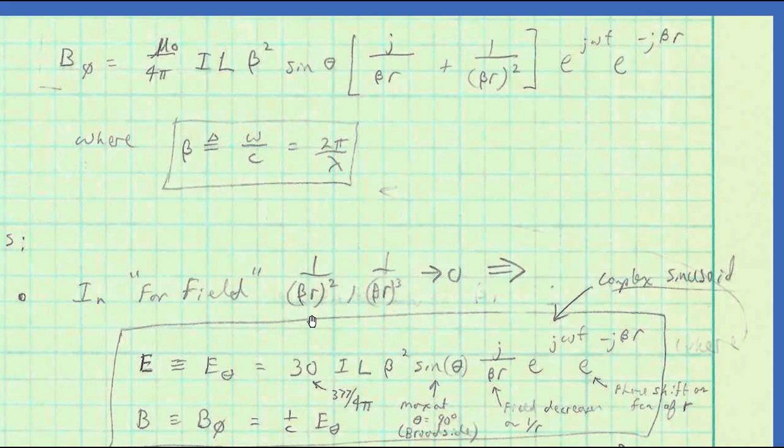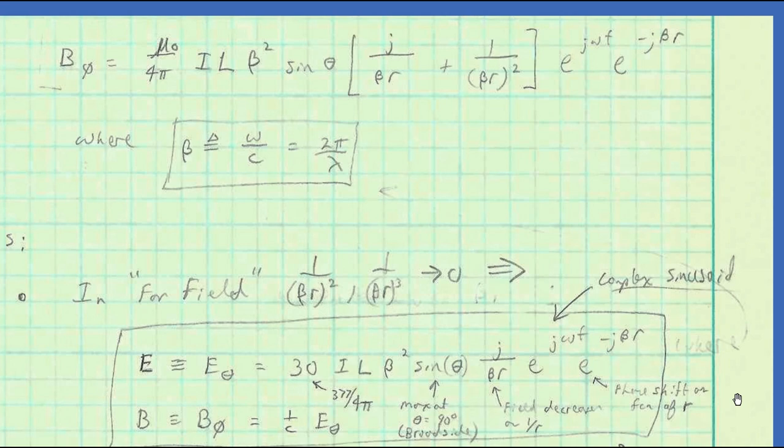So in summary, in the far field, when these terms go to 0, or more generally are much, much smaller than the first term, then we're left with these two field components. And I'm going to pause here just for a second to let you read through this and think about each of these terms if you wish.